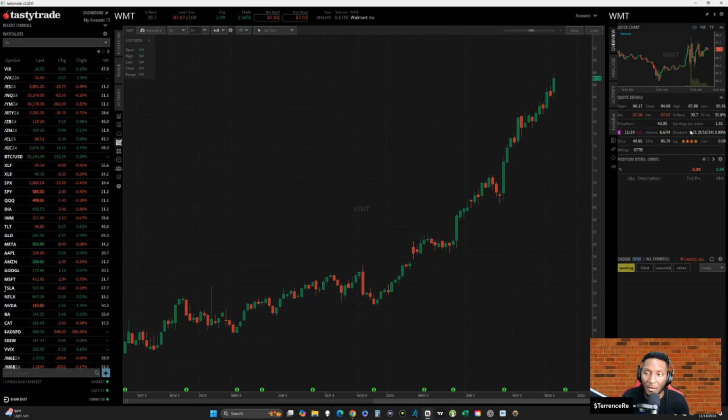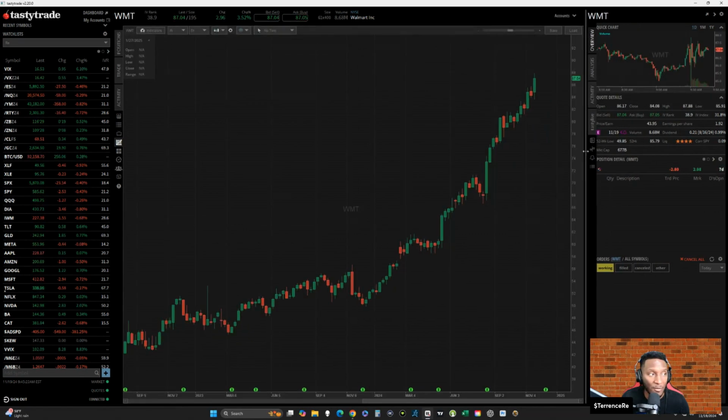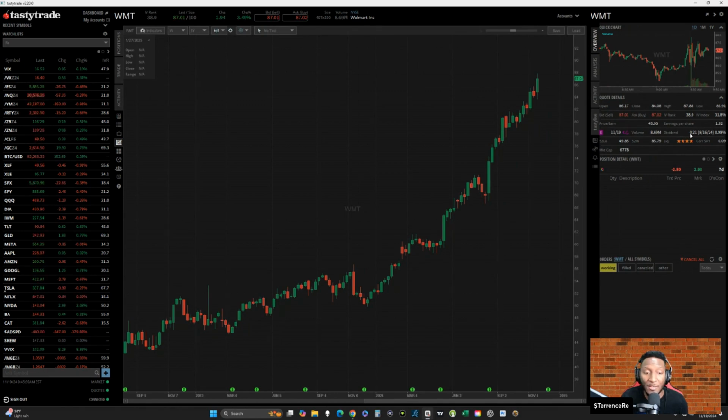Then you can come over here to the right. I'm gonna make this a little bit bigger. I don't know if you guys can see it, but over here on the right, it says dividend. It tells you how much of a dividend it pays. It says 21 cent, so it pays 21 cent per share. And the last time it paid a dividend was August 16th.